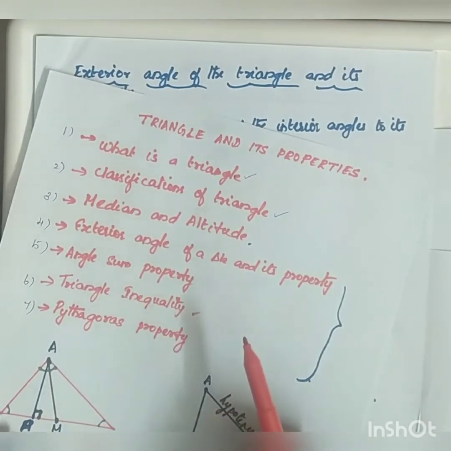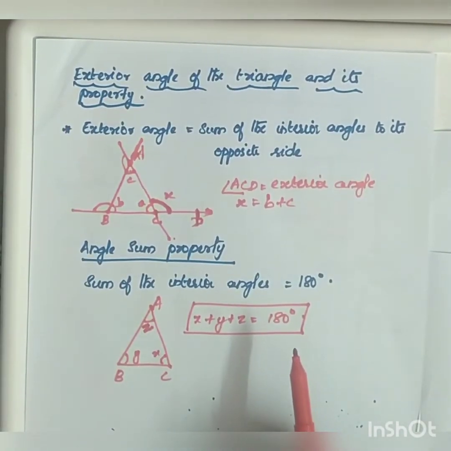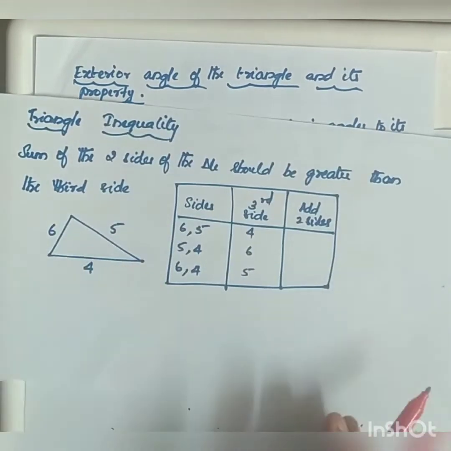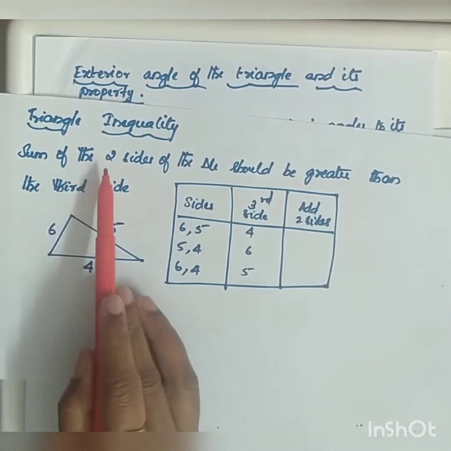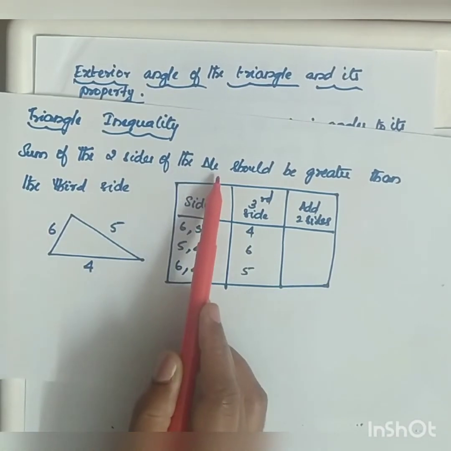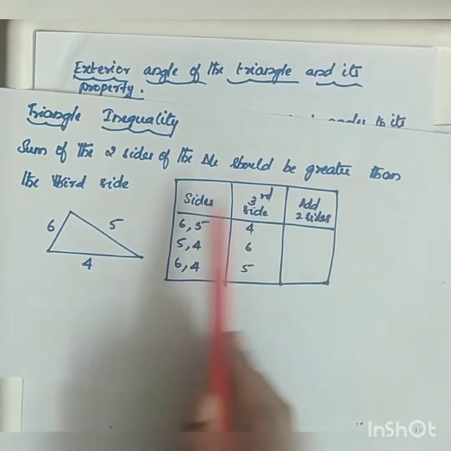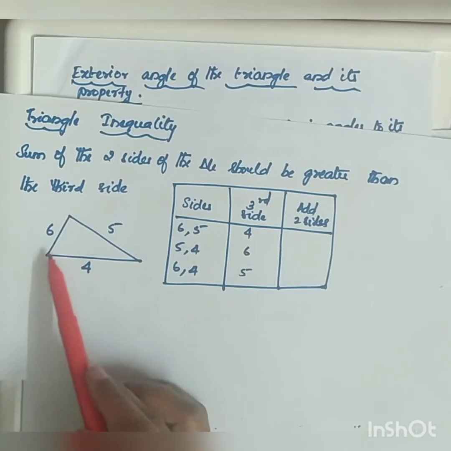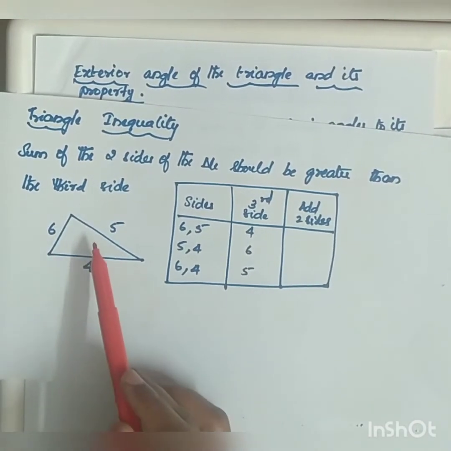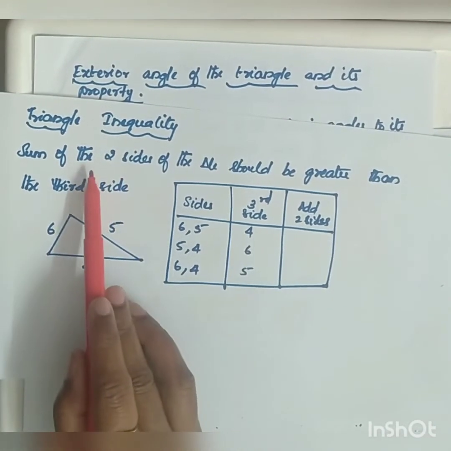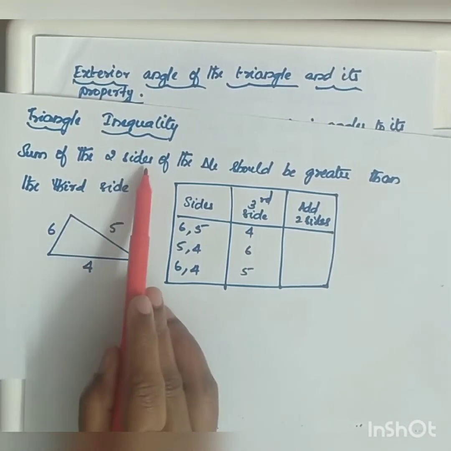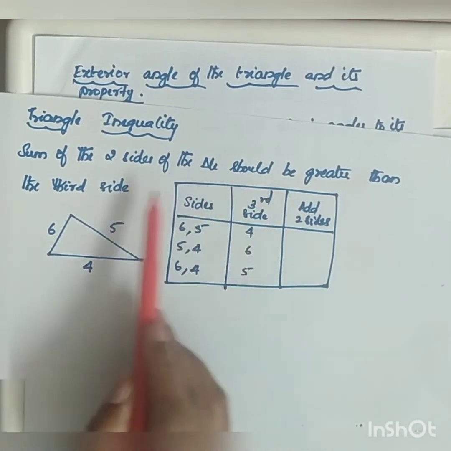So now we have seen what a triangle is, classification of triangles, median and altitude, the exterior angle of the triangle and its property, and the angle sum property. Next, we move on to the triangle inequality property. Triangle inequality states that the sum of any two sides of the triangle should be greater than the third side. If we want to draw a triangle, this condition should be satisfied.